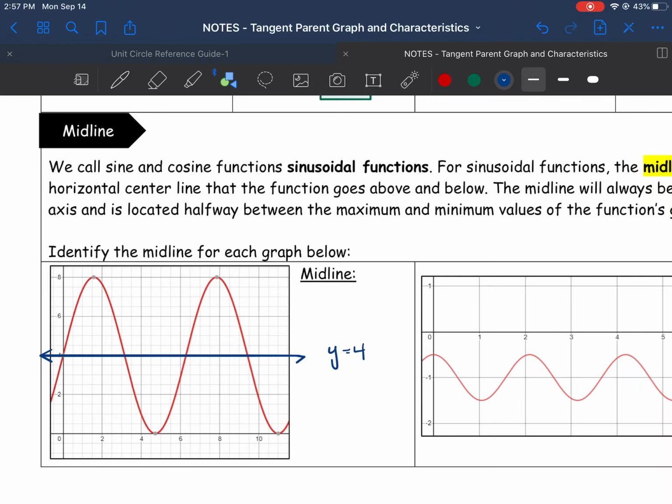Let's just verify real quick. Let's make sure that this midline has the same distance from the top, the maximum value, to the bottom, the minimum value. That way it's truly the midline. So from the maximum value, 8, to the midline 4, we have a distance of 4. And from the minimum value down at 0 to the midline, we also have a distance of 4. So y equals 4 is indeed the midline here.